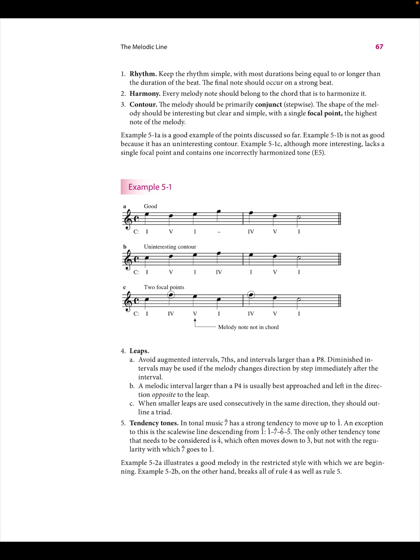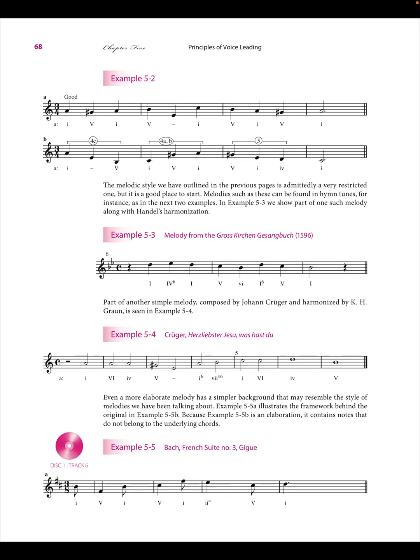Leaps. It talks about leaps a little bit. You want to avoid augmented leaps and anything larger than a perfect octave. You also want to avoid leaps larger than a perfect fourth in the opposite direction. This is going to get into avoiding some other stuff too, and tense tones.